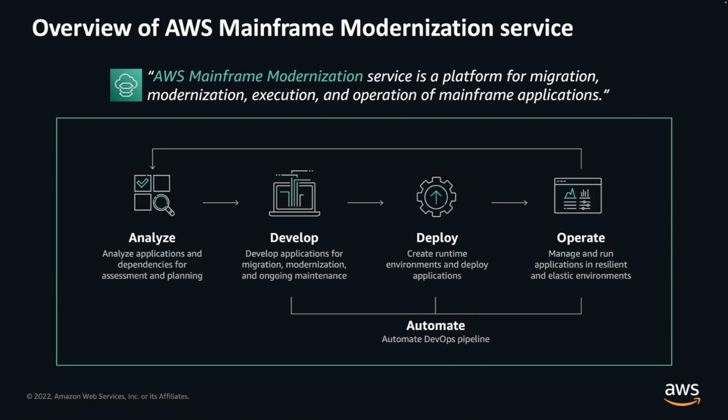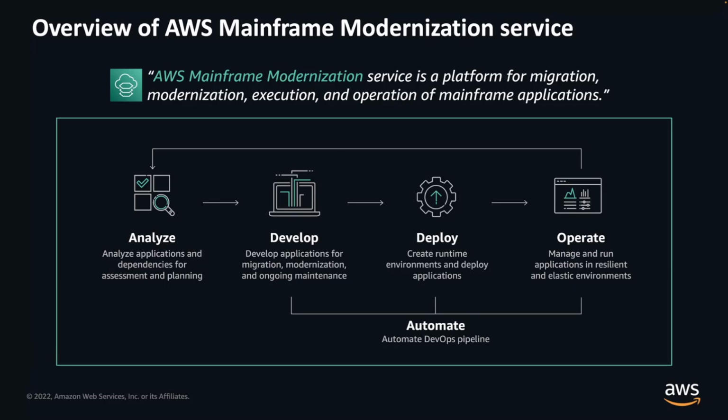Here is an overview of AWS Mainframe Modernization Service. It is a unique platform to migrate, modernize, execute, and operate your mainframe applications on the AWS Cloud. It provides a set of tools and runtime environments that covers all the phases of your migration and modernization journey. During the analyze phase, you will take the mainframe source code, conduct assessment to identify the dependencies and complexities, and then you plan your migration. During the develop phase, you will actually perform the migration by migrating your application source code and data. Depending on the pattern you choose, you may recompile the programs or convert that to a modern language like COBOL to Java.